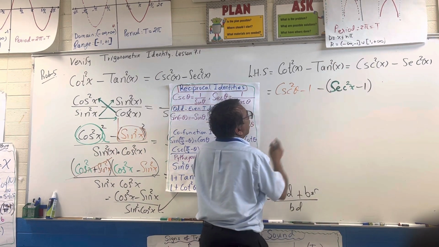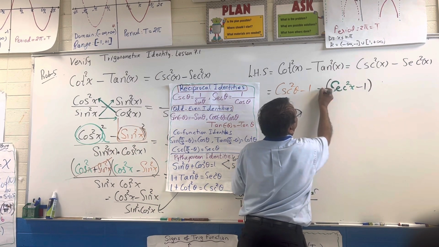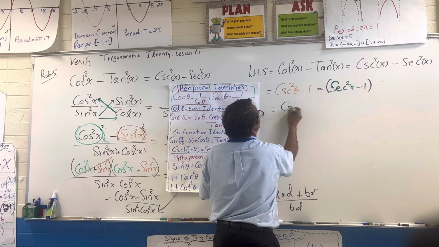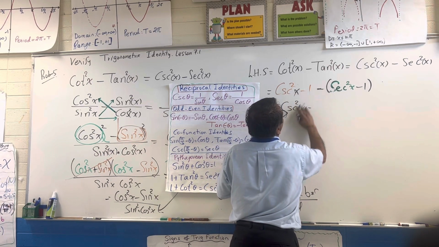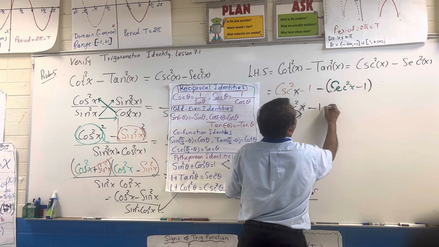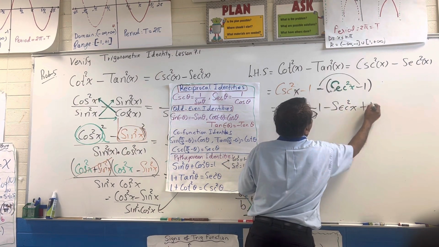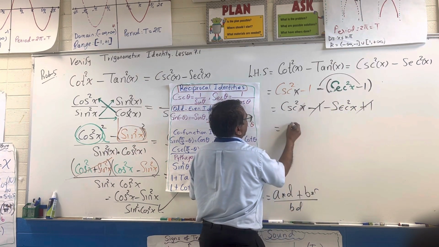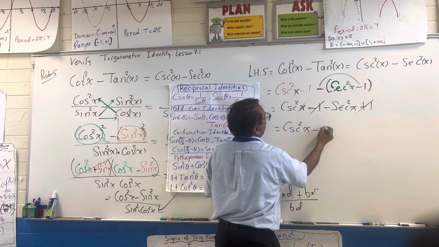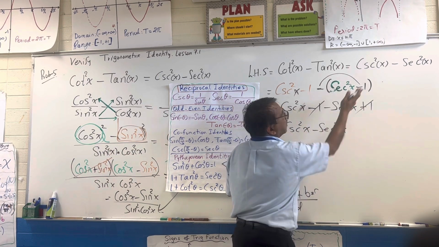Okay. And now distribute the minus 1. So this changes. Open the parenthesis. This becomes, oh, this is x, sorry. And this will be secant square of x. Minus minus plus. So this crosses out and you're left with cosecant square of x minus secant square of x, and that's the right hand side, I can see that.